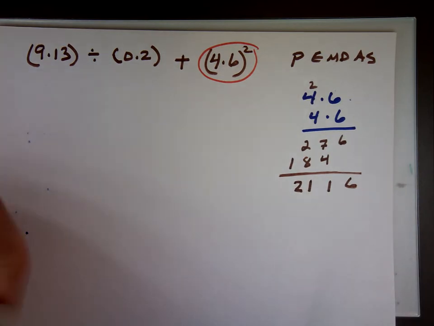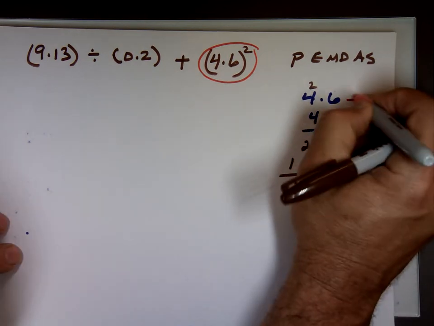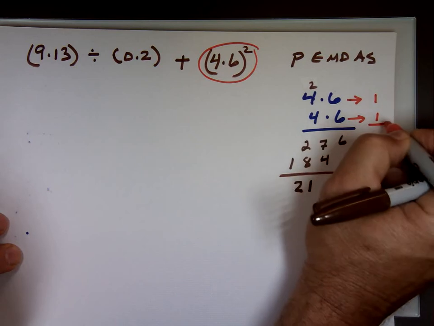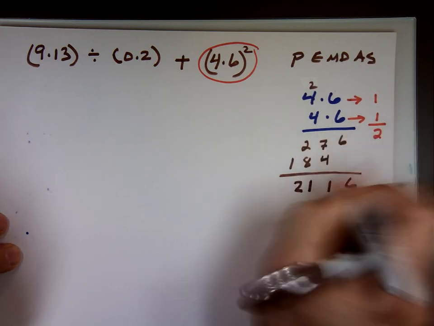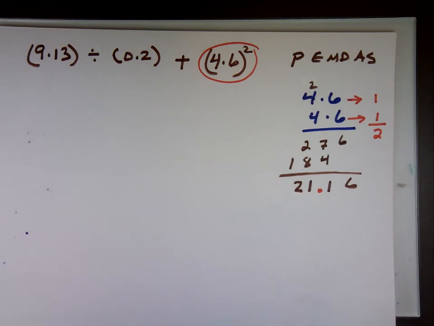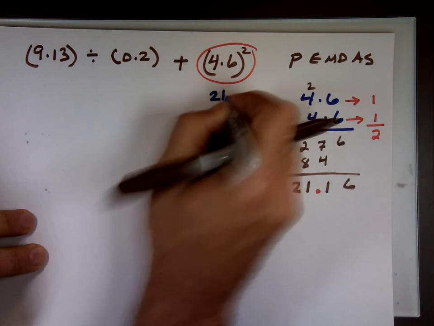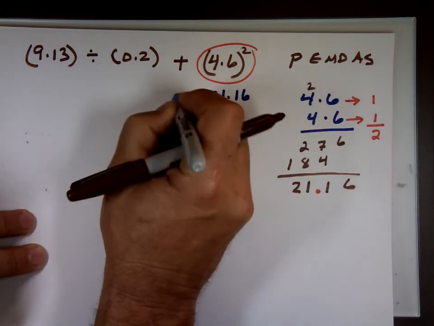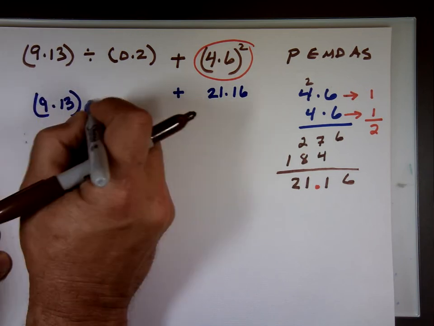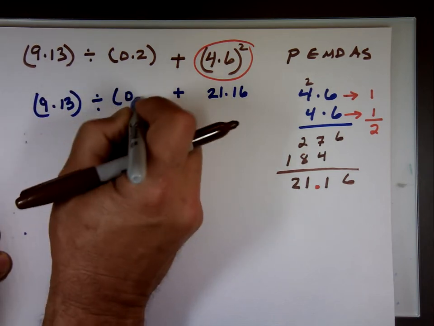How many digits to the right of the decimal point here? 1. How many here? So when you add them, what do we have? 2. So your decimal point is going to be here. We have 1 and 1 in each one. So the answer to this piece first is 21.16 plus 9.13 divided by what? 0.2.